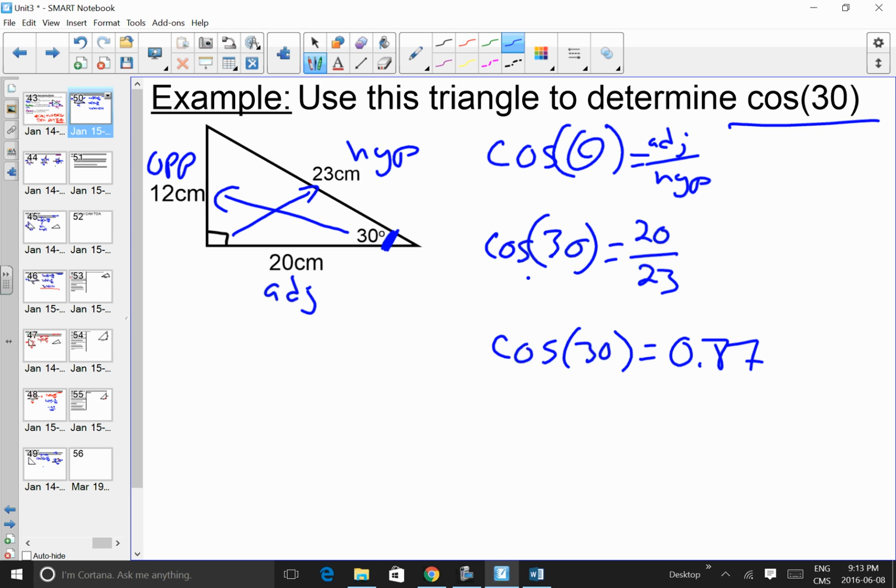Right, so that's just a quick little explanation of what the formulas are. Alright, in my next video we'll talk about how to use them and what they're used for.